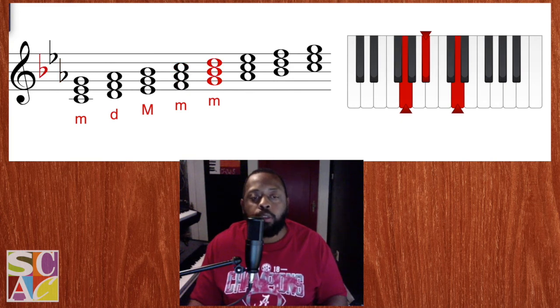The fifth triad is the G minor triad. Let's analyze. From G to B flat is the minor third. From G to D is the perfect fifth. Adding those two together, from G to B flat is the minor third, and from G to D is the perfect fifth. Now you have a G minor triad. Let's listen.